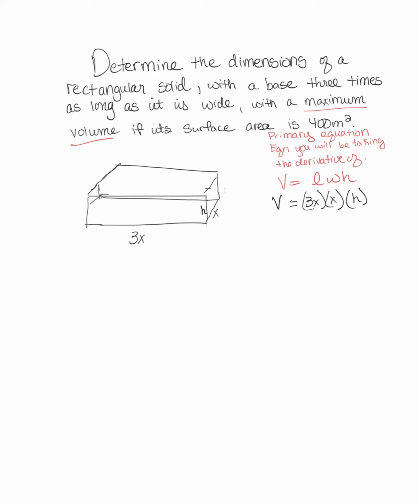But we have more than one variable. We have these 2 variables here, and that's not helpful. We always want to try to get it down to 1 variable per equation. So since we have 2 variables, we're going to need another equation. And that is given to us when it says here, if its surface area is 400 meters squared. This is our constraint equation, our secondary equation.